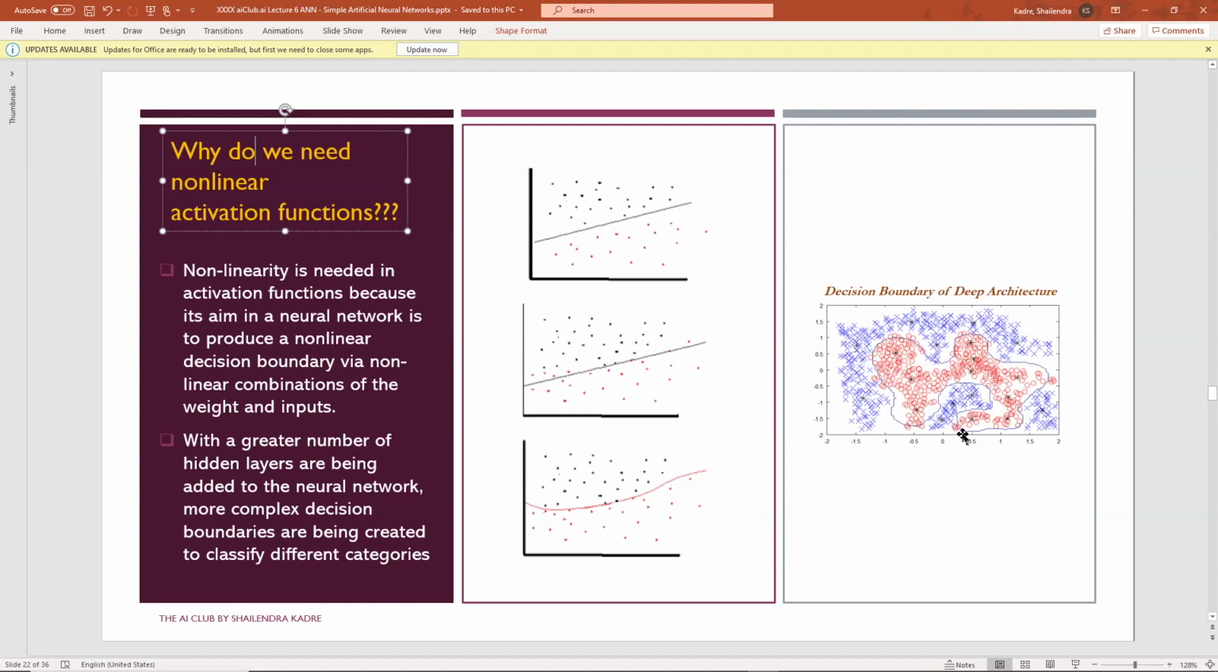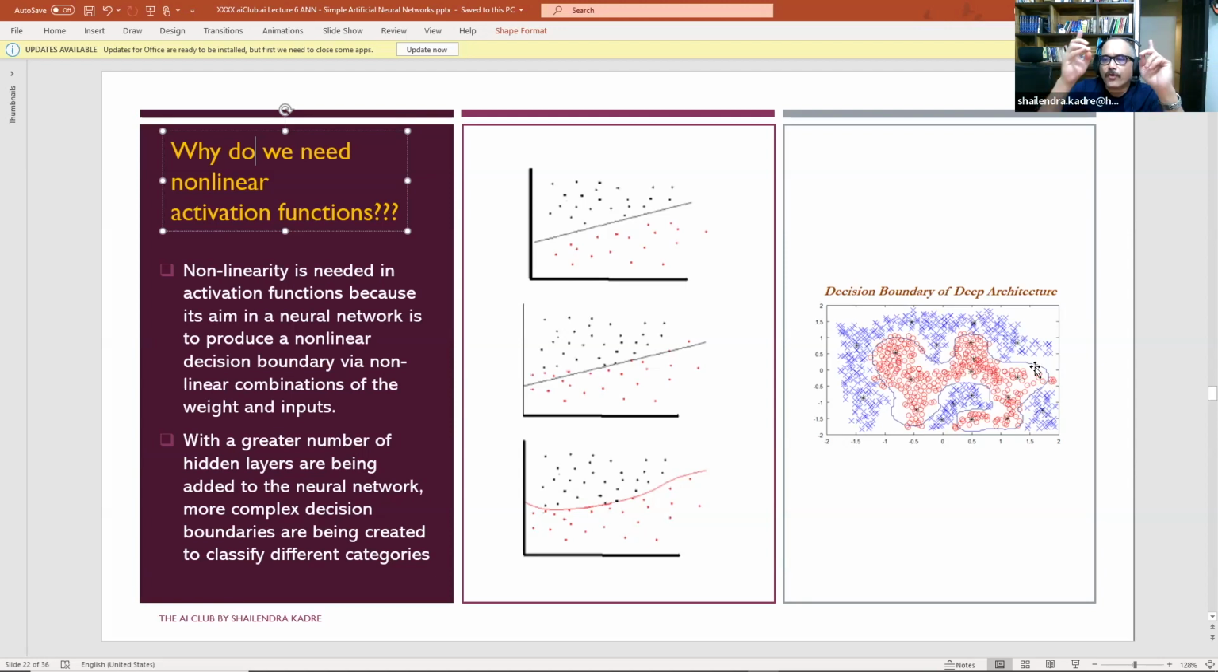So this closed form is called a decision boundary, which is separating fraud transactions from non-fraud transactions. Fraud transaction means red, non-fraud transaction means blue. So we are separating fraud transactions from non-fraud transactions by this kind of boundary, which is very complex. So to get this kind of complex decision boundary, or this curve in the middle below, we need non-linear activation functions.